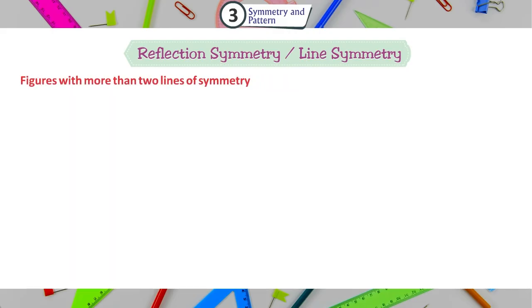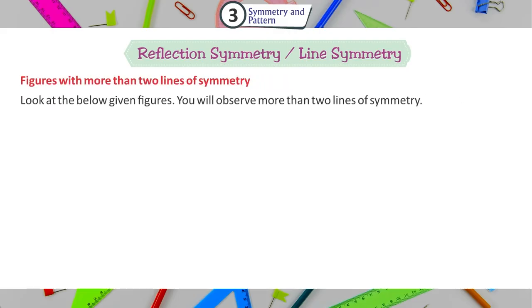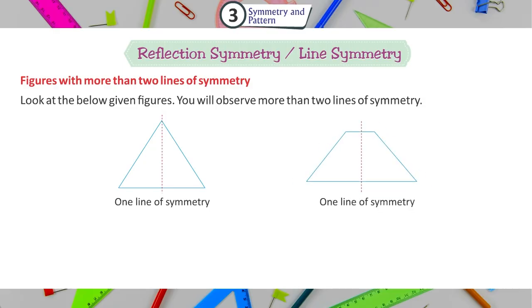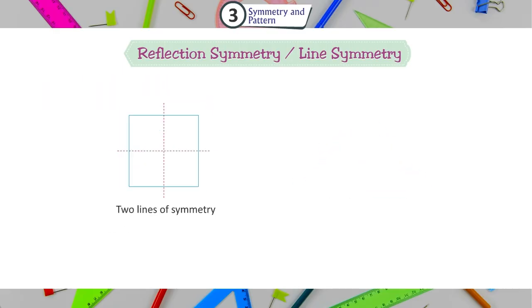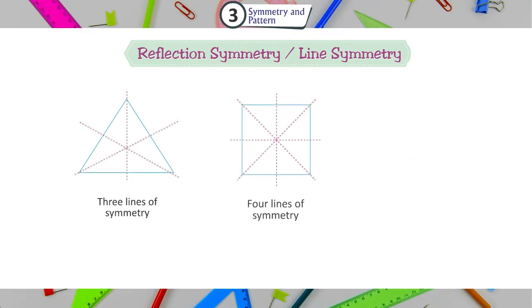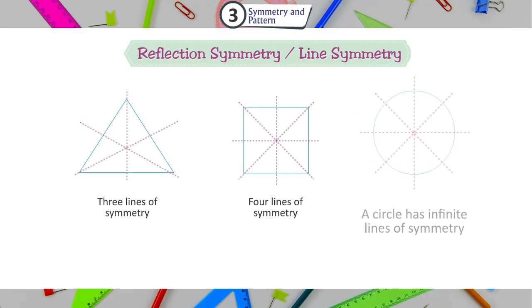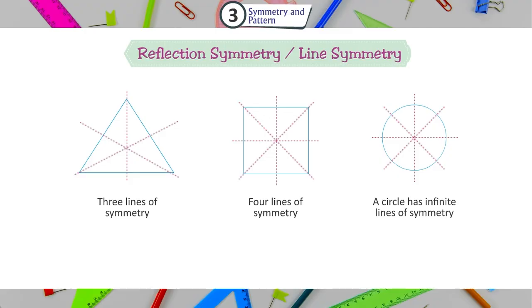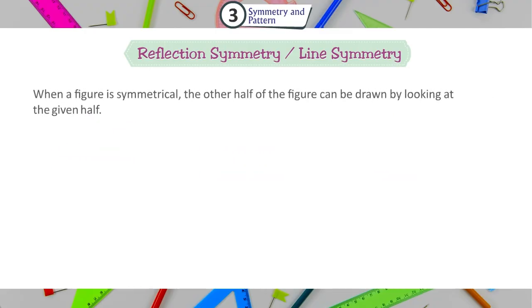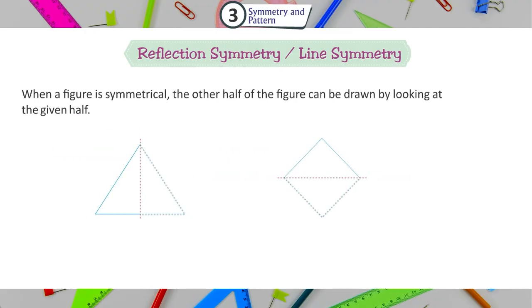Figures with more than 2 lines of symmetry. Look at the below given figures. You will observe more than 2 lines of symmetry. 1 line of symmetry, 1 line of symmetry, 2 lines of symmetry, 2 lines of symmetry, 3 lines of symmetry, 4 lines of symmetry. A circle has infinite lines of symmetry. When a figure is symmetrical, the other half of the figure can be drawn by looking at the given half.